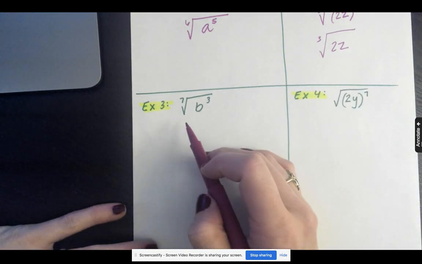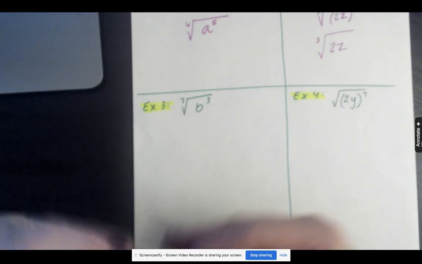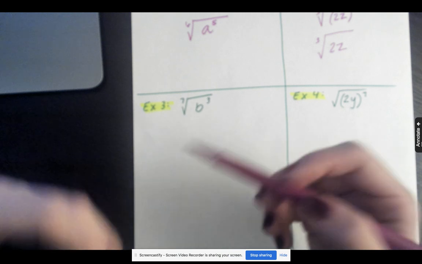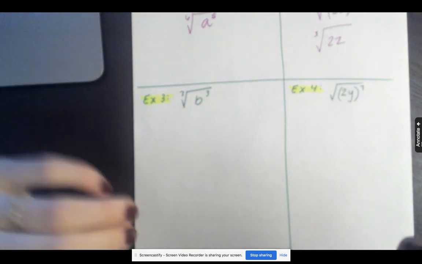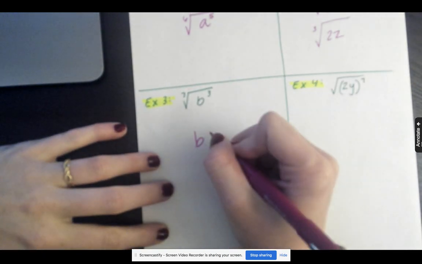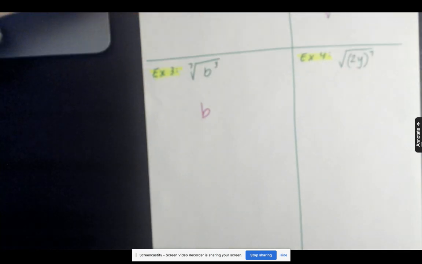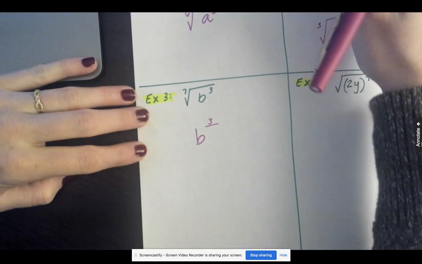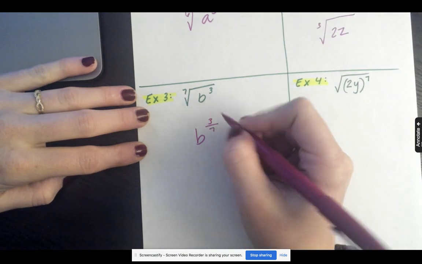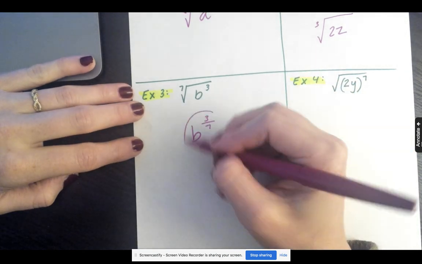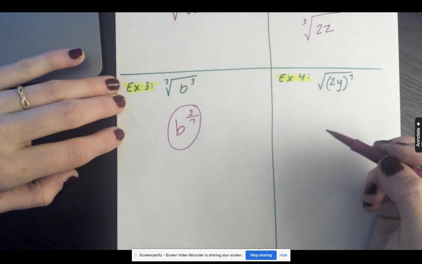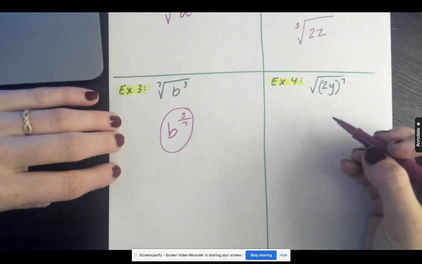All right, so on this example, I'm going the other way. I'm taking the radical expression and writing it as an exponent, and I'm going to use that same phrase, inside over outside. So I have b. My inside number is 3. So I'm going to have 3 over 7, since my outside part is 7, that's the 7th root. So the rational expression here is b to the 3/7 power.